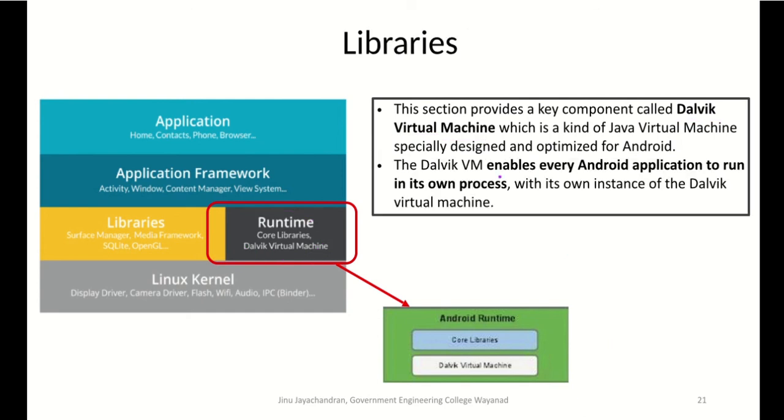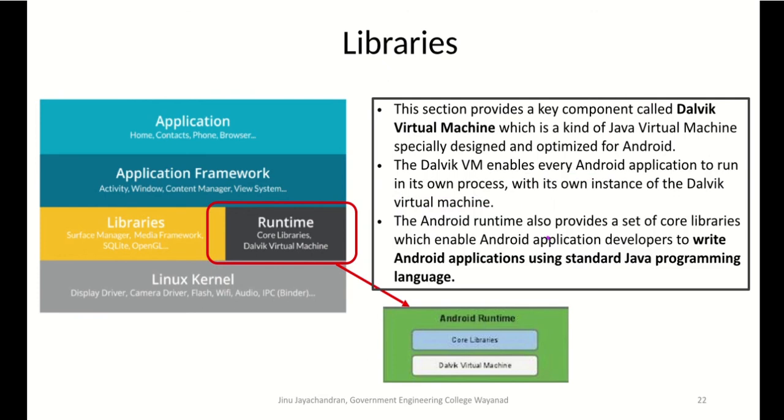It enables every Android application to run its own process with its own instance of the Dalvik Virtual Machine. So the Dalvik Virtual Machine is purely for Android, so that each application can be run as a separate process, which can be interpreted only by the Dalvik DVM.